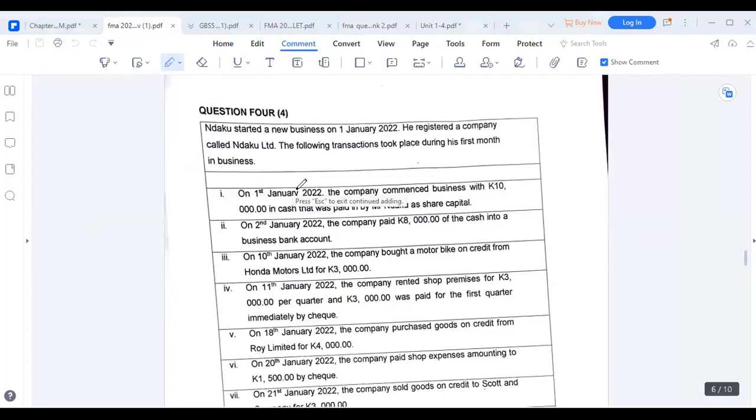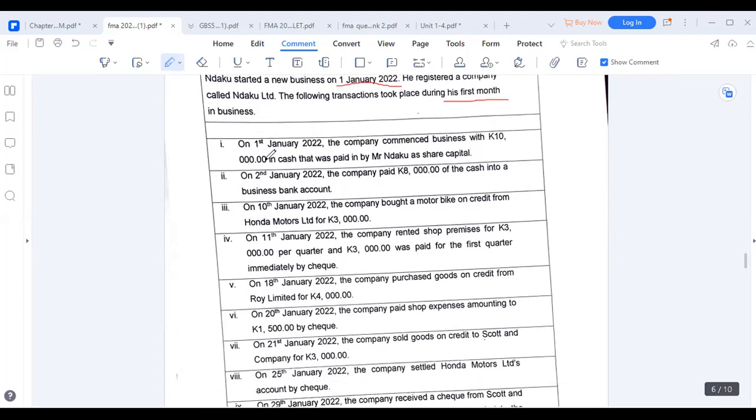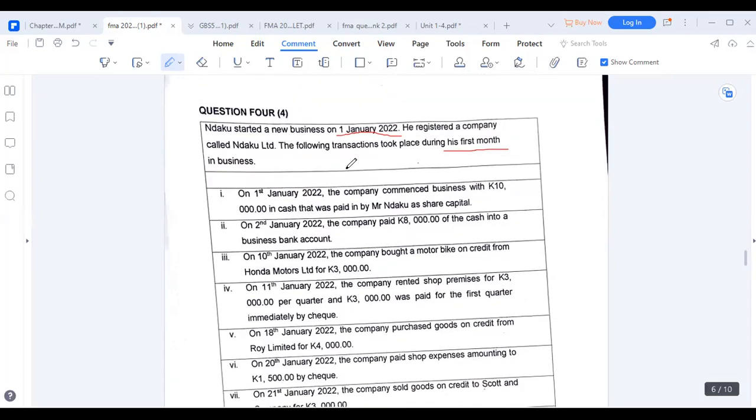There's this question that says Ndaku started a new business on 1st January 2022, which is last year. He registered a company called Ndaku Limited. The following transactions took place during his first month in business. On 1st January 2022, the company commenced business with 10,000 kwacha in cash that was paid in by Mr. Ndaku as share capital. So you have to just look at this and then we see what goes on.